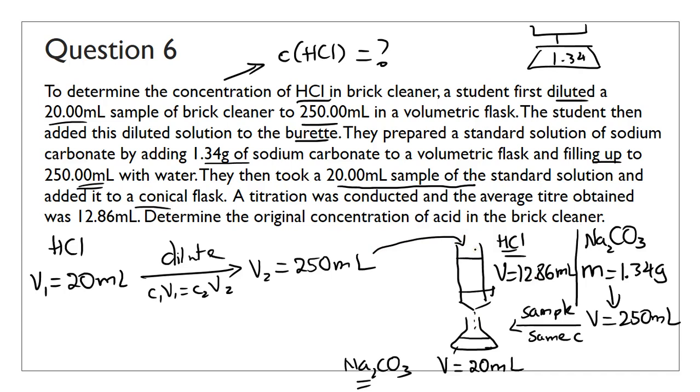So really what happens here is you have a sampling. You can think of the amount of hydrochloric acid that you have used as being a sample of the 250 ml solution. So this is a sample. The 12.86 ml is a sample of the original solution, and you should treat the relationship between those two solutions as such. You put some in the burette, and then you only take out 12.86 ml to add to the conical flask. Determine the original concentration of acid in the brick cleaner.